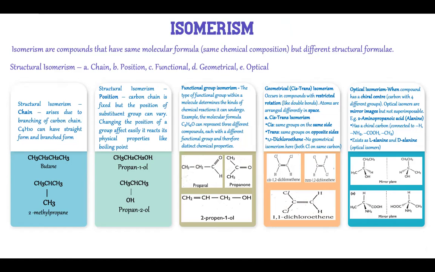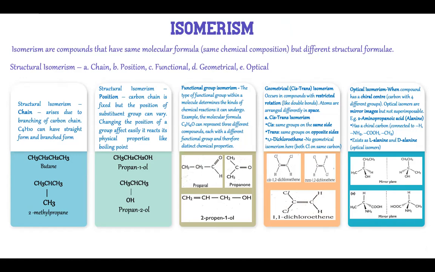C4H10 can be in straight form or branched form. So these are the structures for the molecular formula. And structural isomerism referring to position is where the carbon chain is fixed, but the position of the substituent group can vary. Changing the position of the group affects how easily it reacts and its physical properties like boiling point.